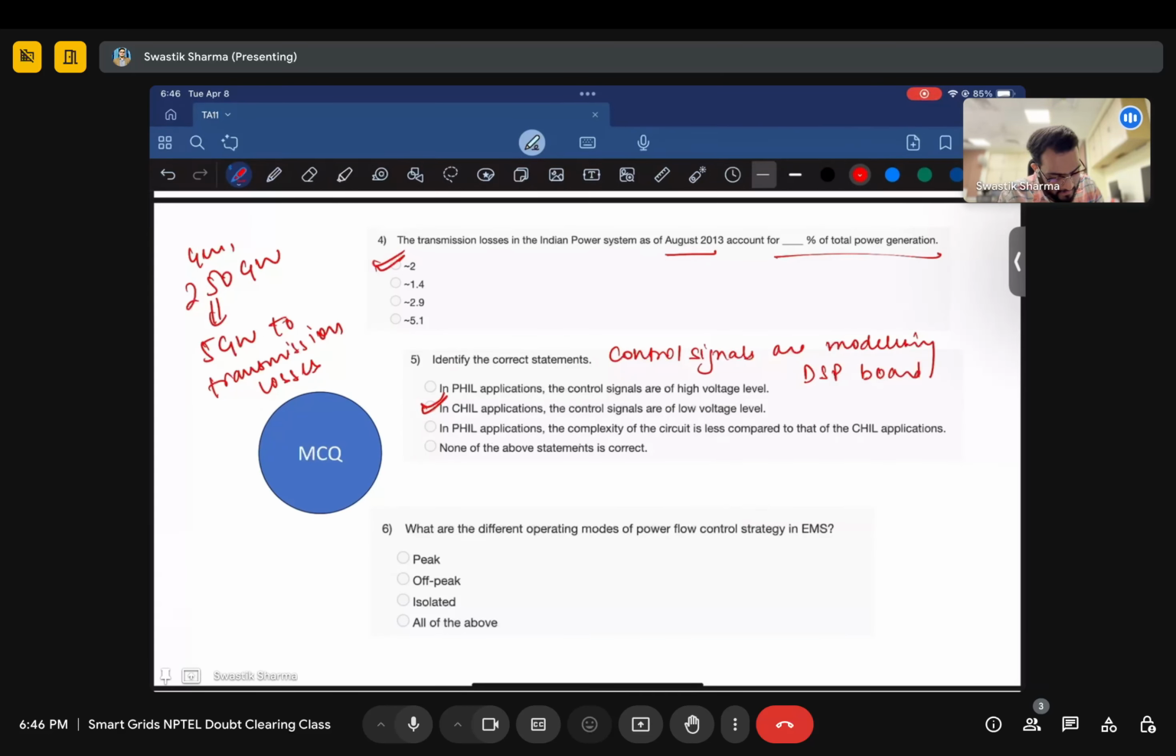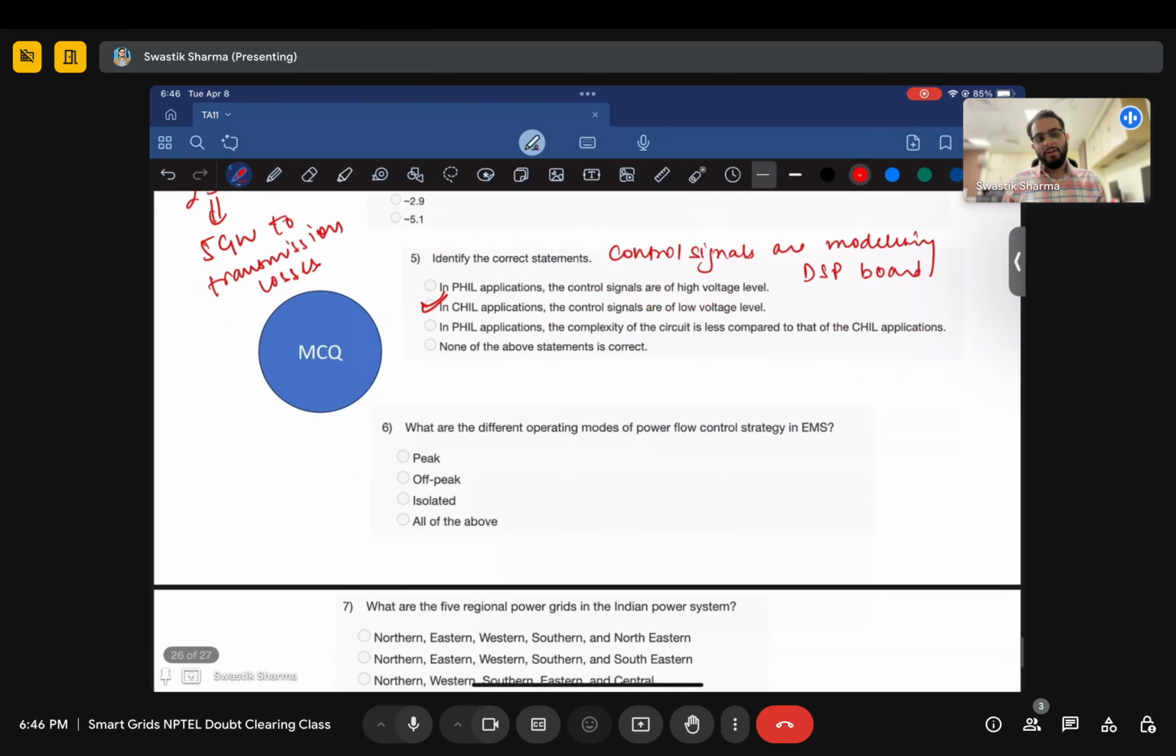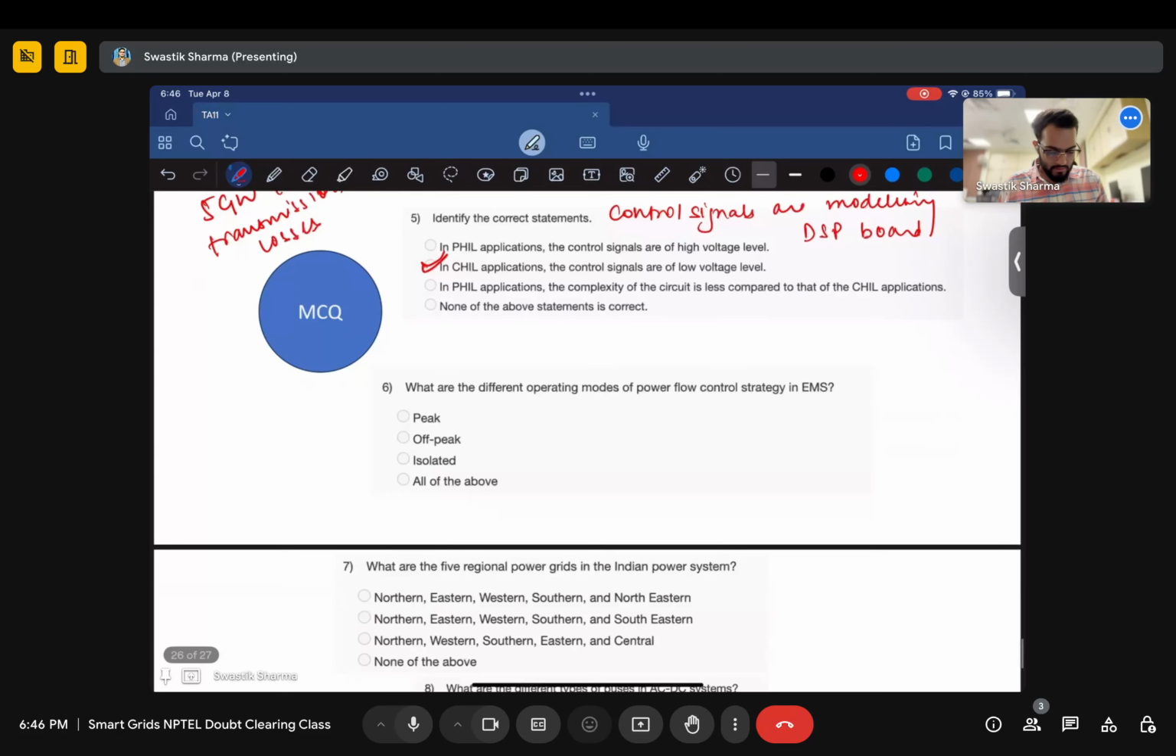In PHIL applications, the complexity of the circuit is less compared to that of no. The complexity increases, right? Because now you have to model a power amplifier and you have to connect your converters and other stuff that you have with that. So I've explained all of this in week 10 and also in week 9. So I would request you to go and watch it.